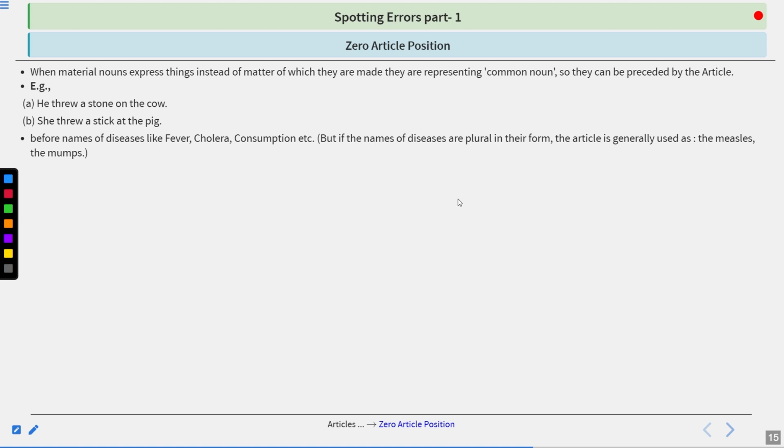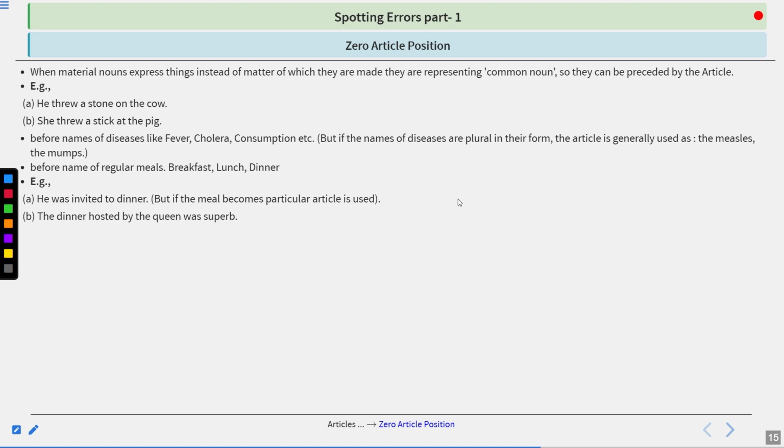Before names of diseases like fever, cholera, consumption, etc. But if the names of diseases are plural in form, the article is generally used, as the measles, the mumps. I hope you've understood. Before names of regular meals: breakfast, lunch, dinner. Example: He was invited to dinner. But if the meal becomes particular, the article is used. The dinner hosted by the queen was superb. Here we are referring to the dinner, which is particular.